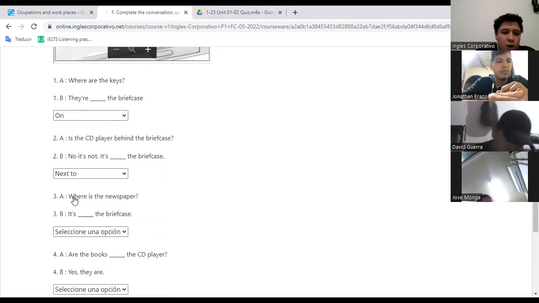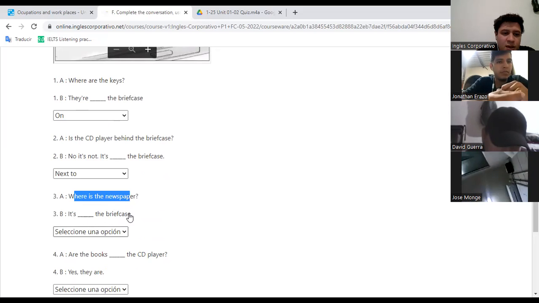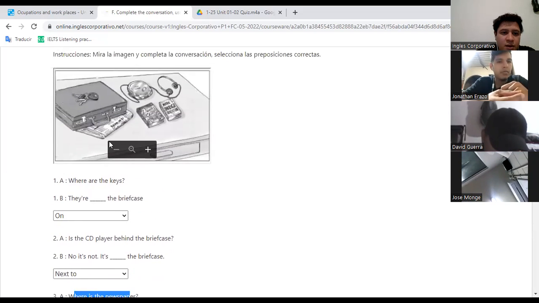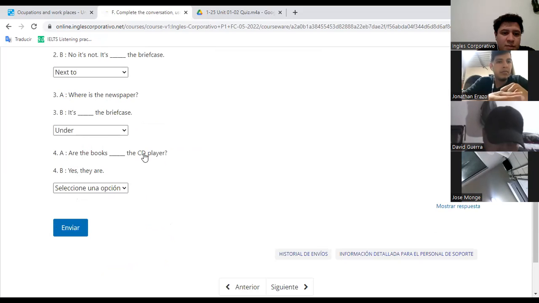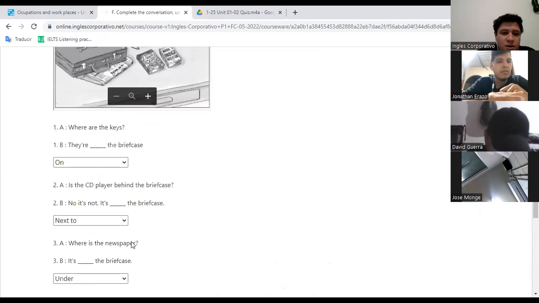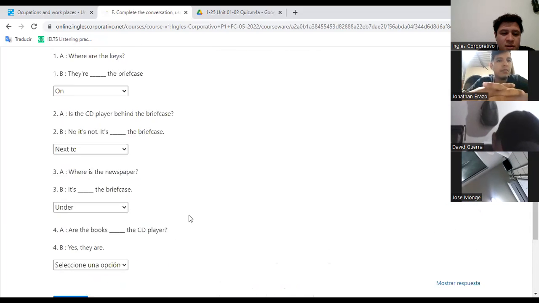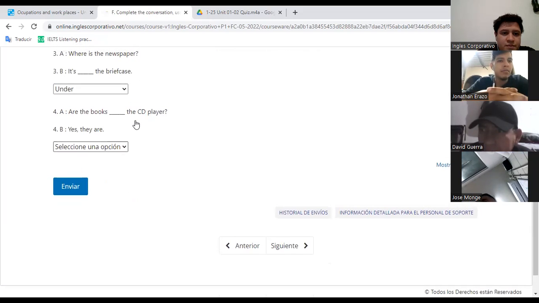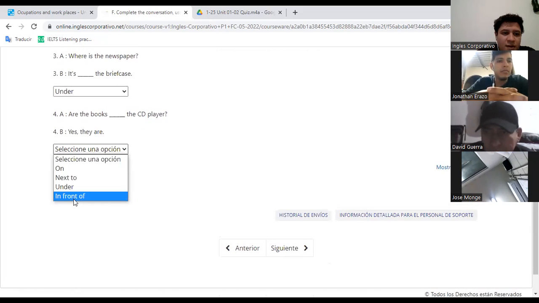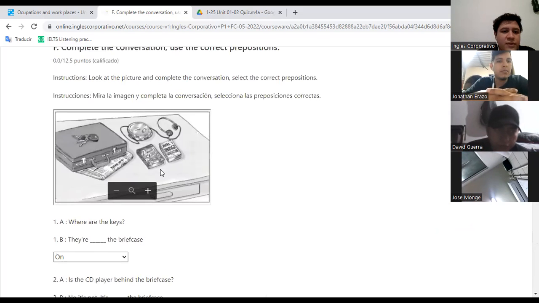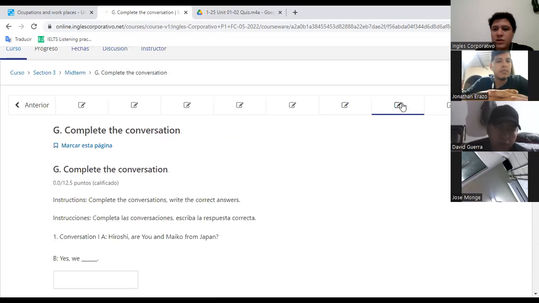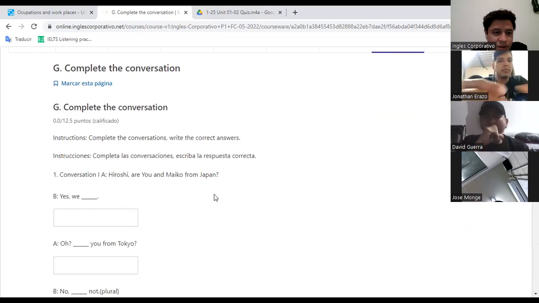Now let's see. Where is the newspaper? It's, let's see. Under. Okay. So under. And the last one. Are the books? Let's see, books. In front of the CD player. Yeah, they are in front of. Perfect. So we got this part, right, guys? Nice. So let's move on to this part. We are almost finishing this, okay?